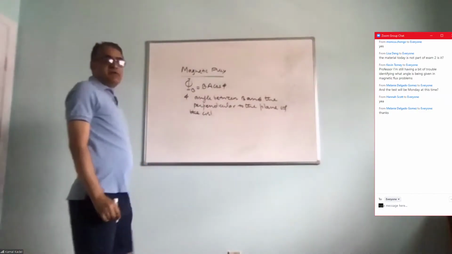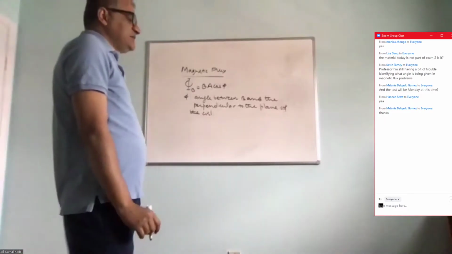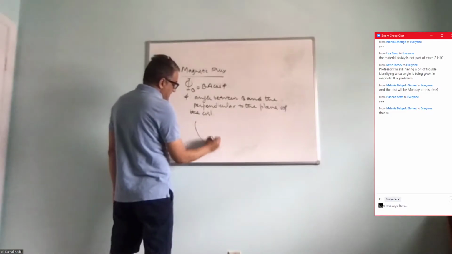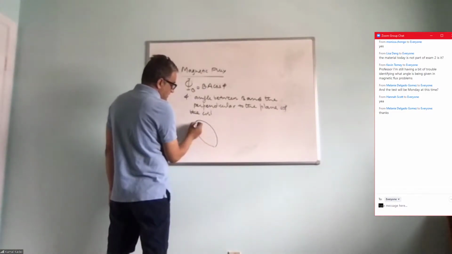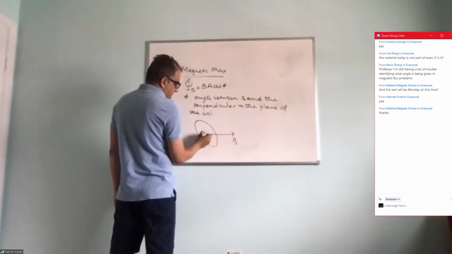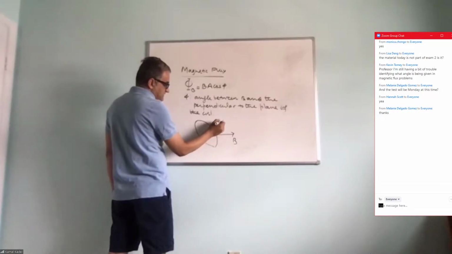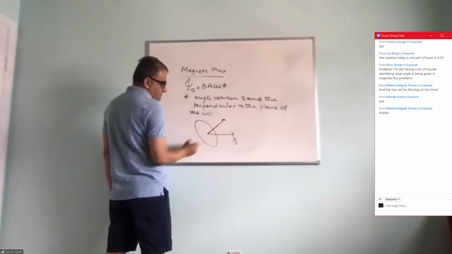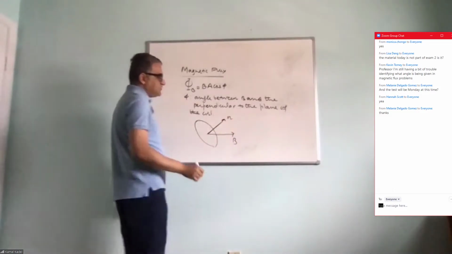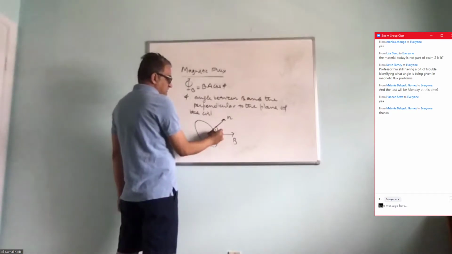So perpendicular to the plane of the coil depends on how the coil is oriented. For example, if we have a coil like this, then this is the magnetic field and this is the orientation of the coil, but the perpendicular to the coil would be like this, right? This line is the perpendicular to the coil, which we can write as N, the normal. So this angle is phi.